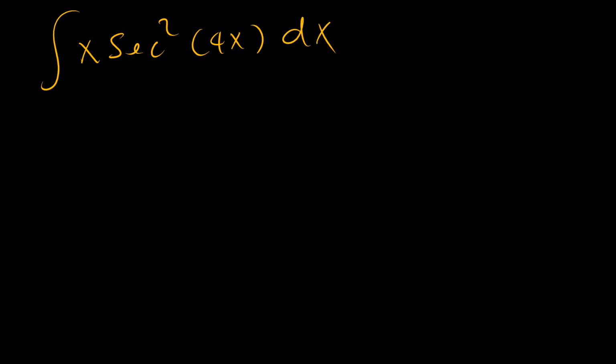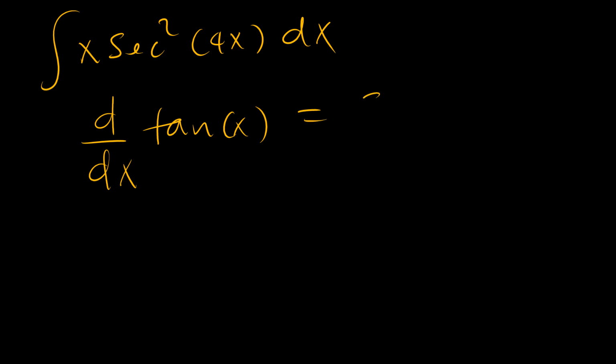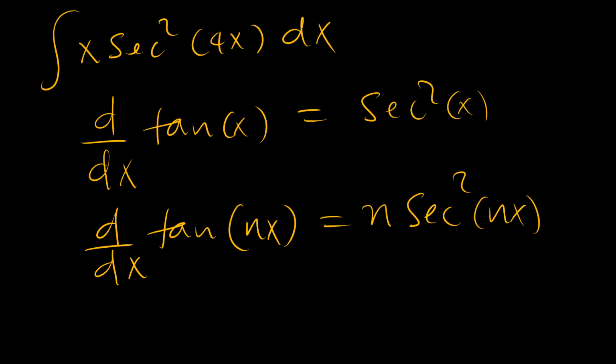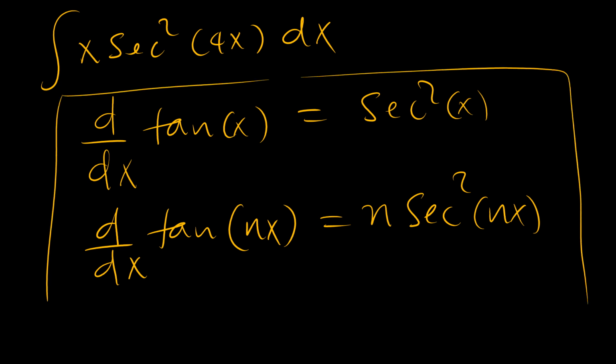Now this we know to be true: the derivative of tangent nx is equal to n secant squared nx, right? So we're going to use these beautiful differentiations.